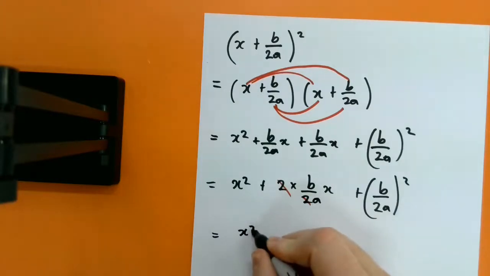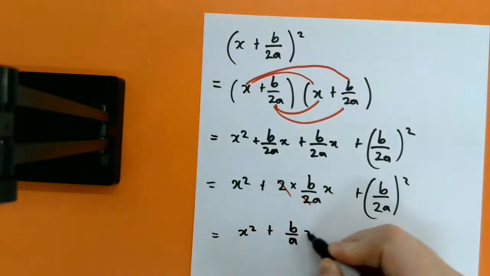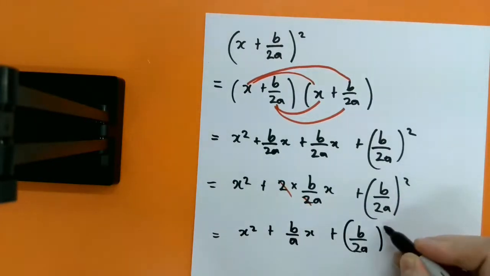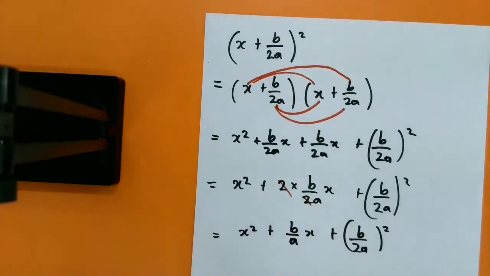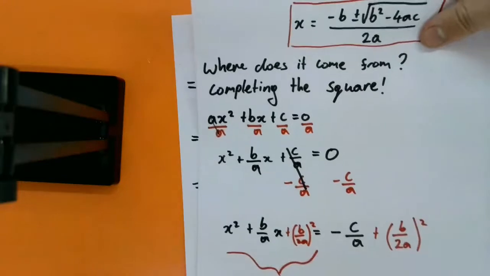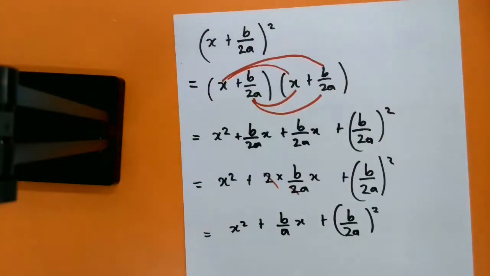So now we have x squared plus b on a x plus (b on 2a) all squared, which is exactly what we're after if we come back here to our particular equation. You'll see that we've actually generated it just like that, just by expanding it. So that's where we've come up with, and that's the whole idea of completing the square.